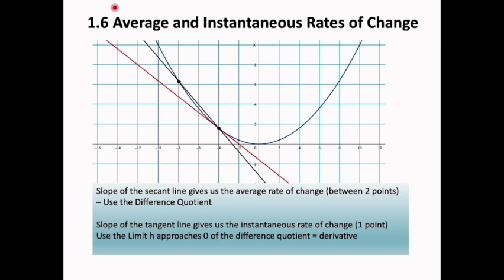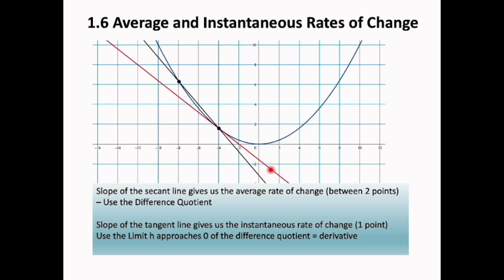Now the red line here, notice it only touches the graph in 1 point. It doesn't pass through 2 points, it touches just at that 1 point right there. So this is called the tangent line. Now, because it only touches the function at that 1 point, what we would call that is the instantaneous rate of change. It's not the rate of change between 2 points. It's specifically at that 1 point. And that's what we call the instantaneous rate of change. It's the slope of the tangent line.